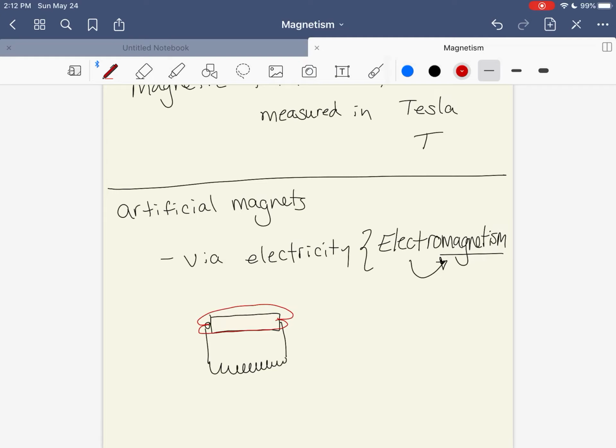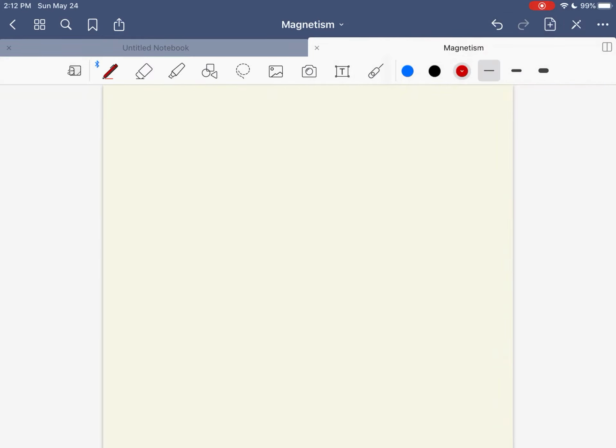Now, when we are dealing with electromagnetism, we have to talk about the right-hand rules for magnetic fields. Okay, so when we're looking at electromagnets, they use the 3 right-hand rules.